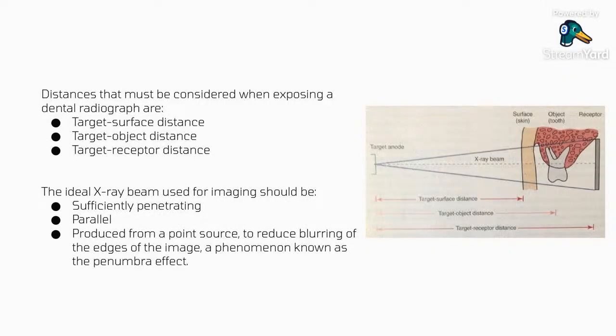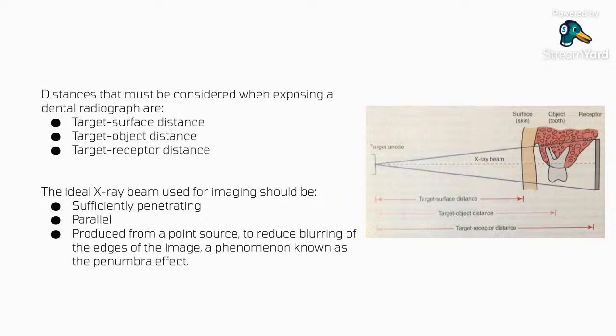Okay. Before we actually get into how to hold the periapical sensor and the film, let's understand the radiograph itself just a little bit, just briefly, okay? So the distances that must be considered when exposing a dental radiograph are target to surface distance, target to object distance, target to receptor distance, okay? The inverse square law describes the principle of dose reduction as distance from the source increases, okay? It is very much self-explanatory.